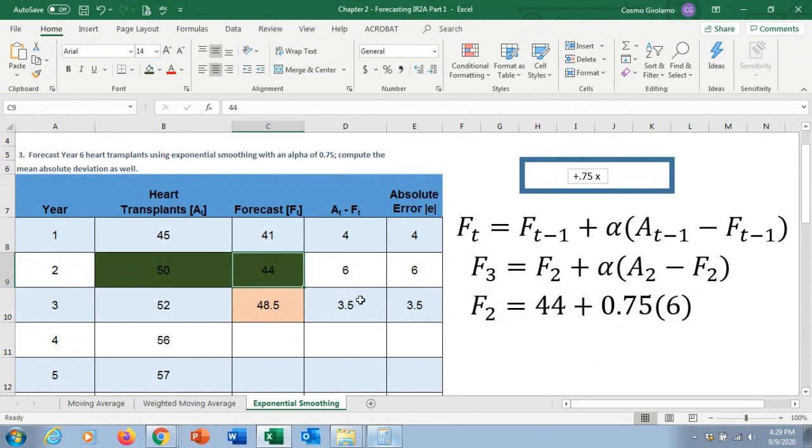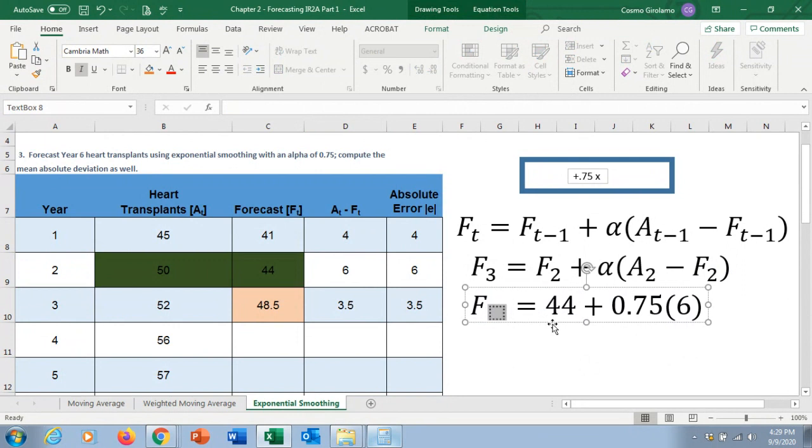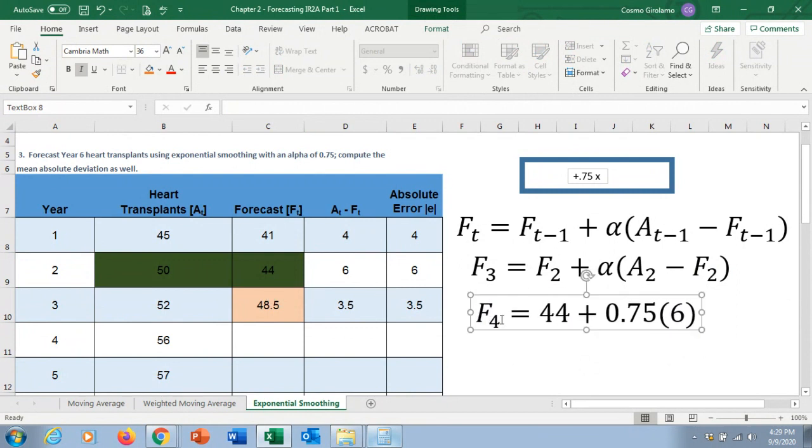So now we have to calculate, and what we ended up calculating here was F3. Excuse me, F4. No, F3. F3 was 44 plus 0.75 times 6, which was 48.5.